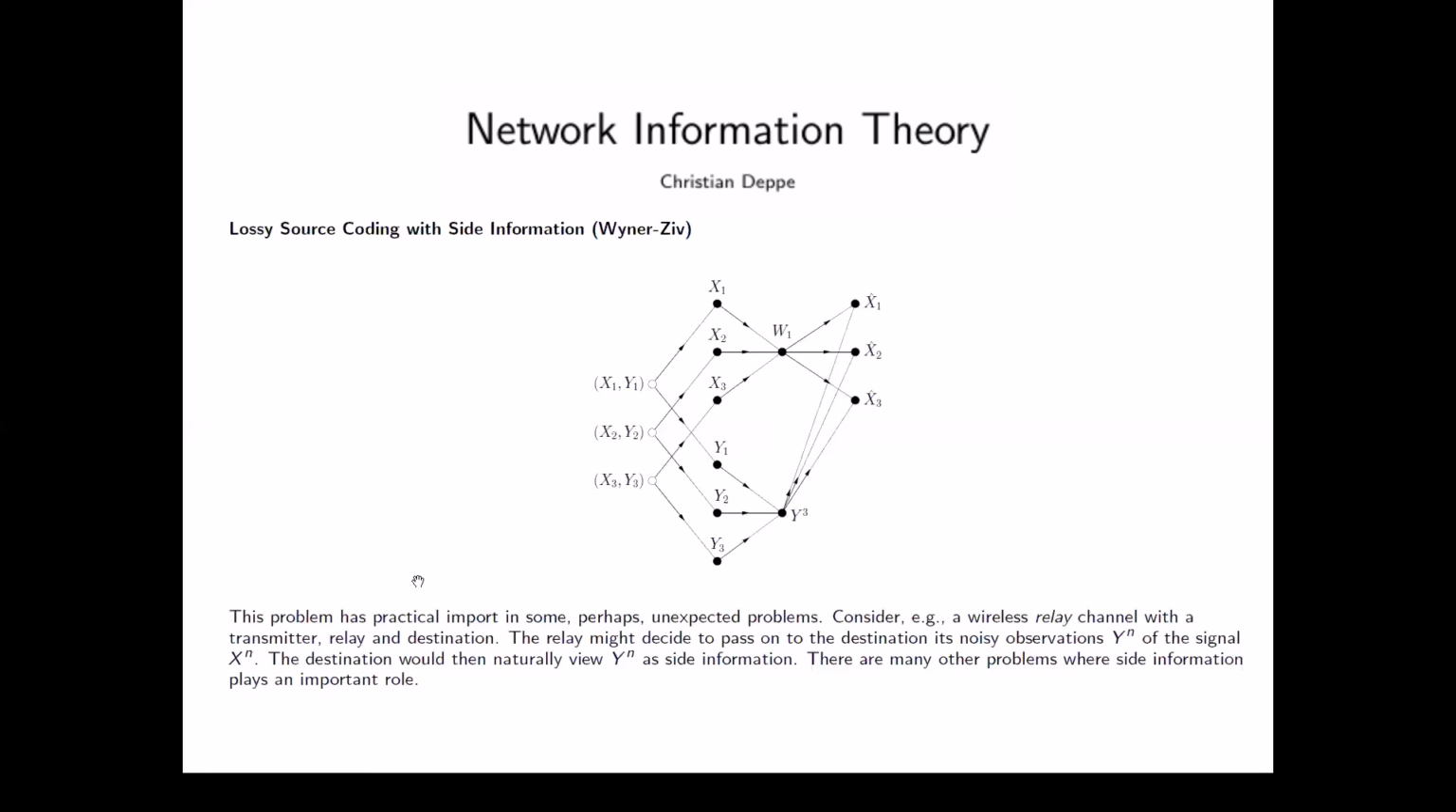And this problem has practical importance for some perhaps unexpected problems. We can consider, for example, a wireless relay channel with a transmitter, relay and destination. And the relay might decide to pass to the destination its noisy observation y^n of the signal x^n. And the destination would then naturally view y^n as side information. And there are many other problems where side information plays an important role.